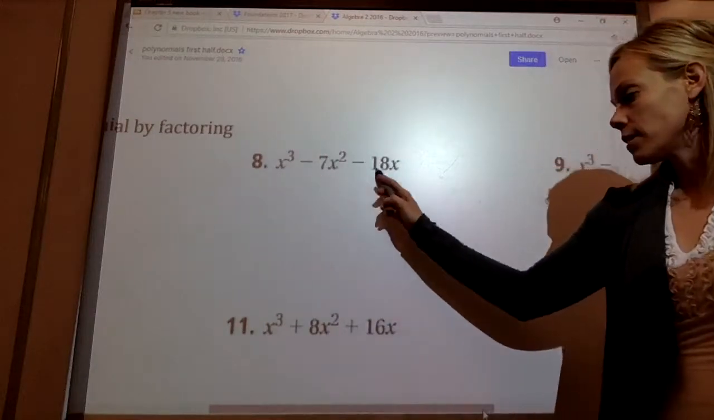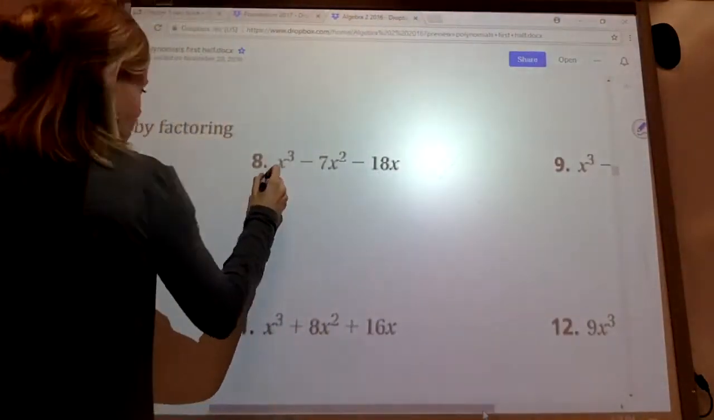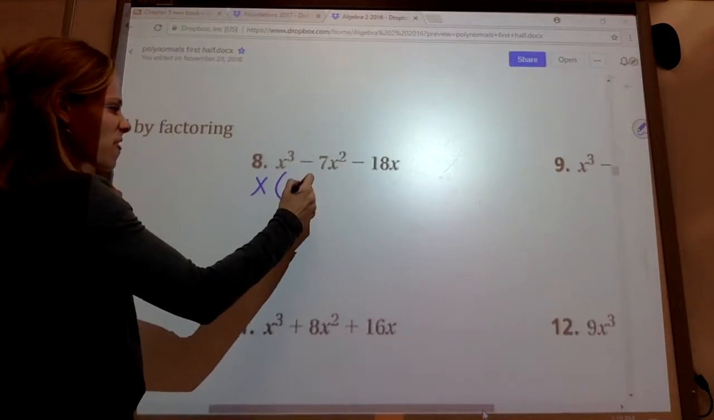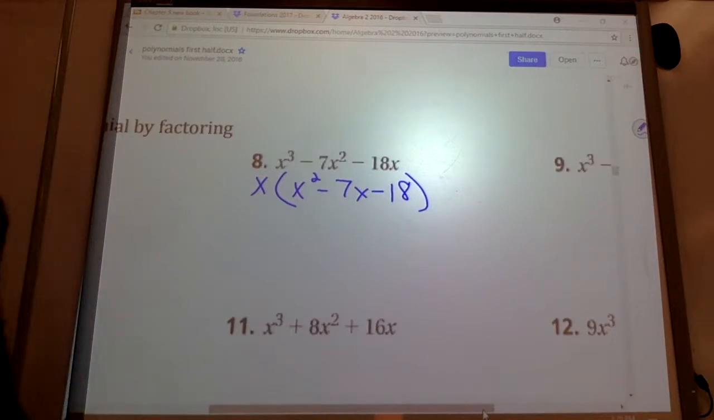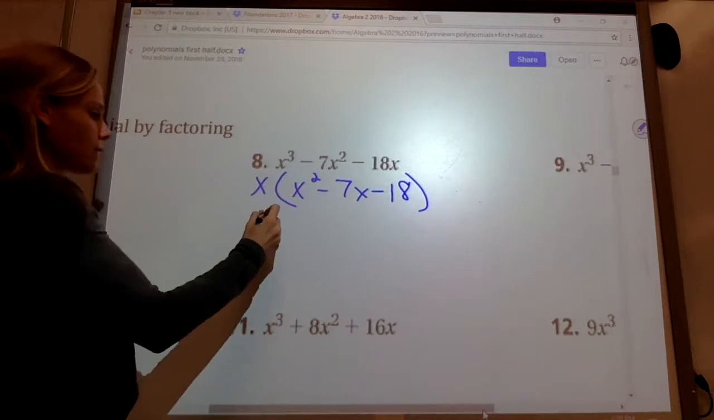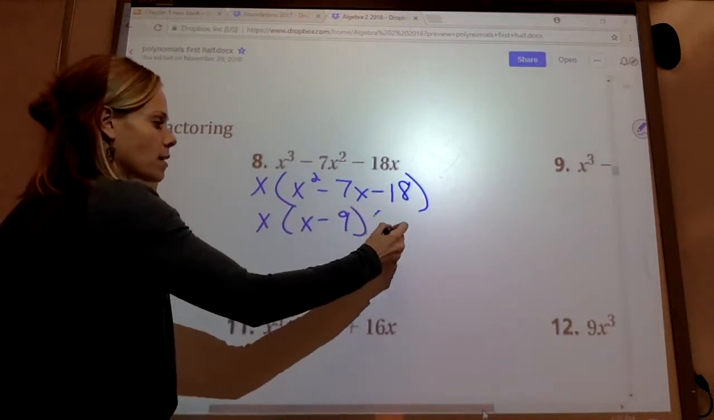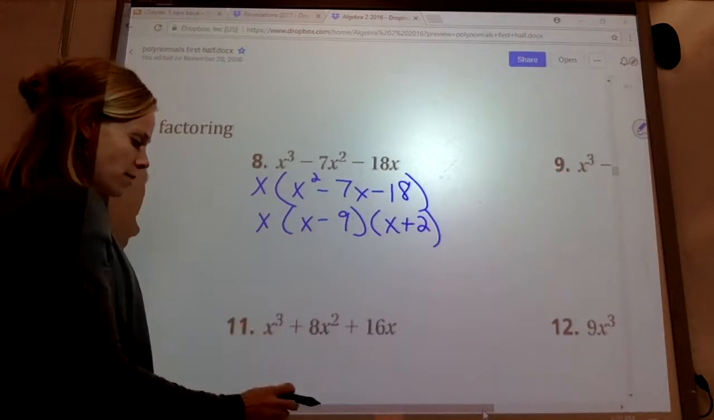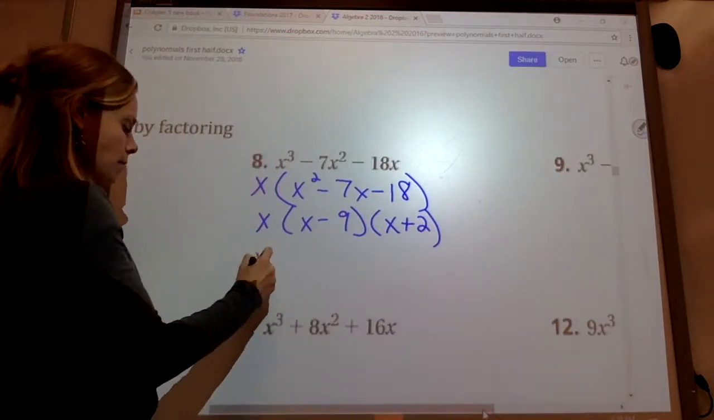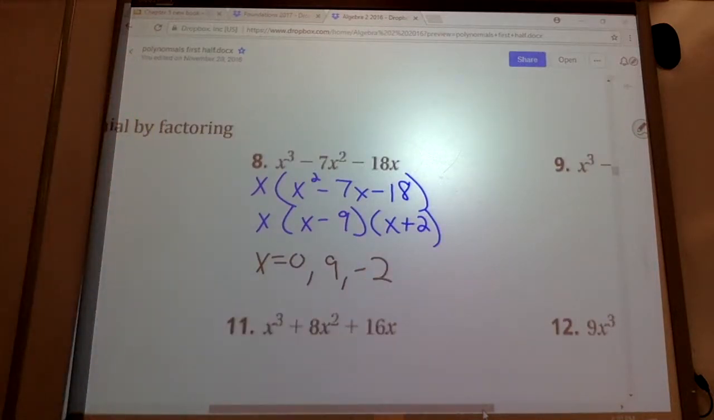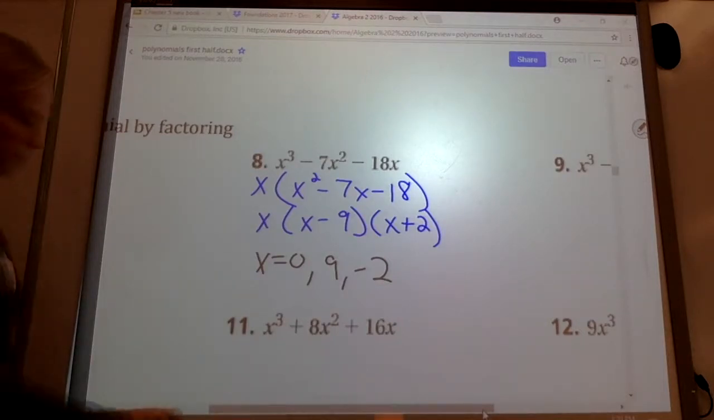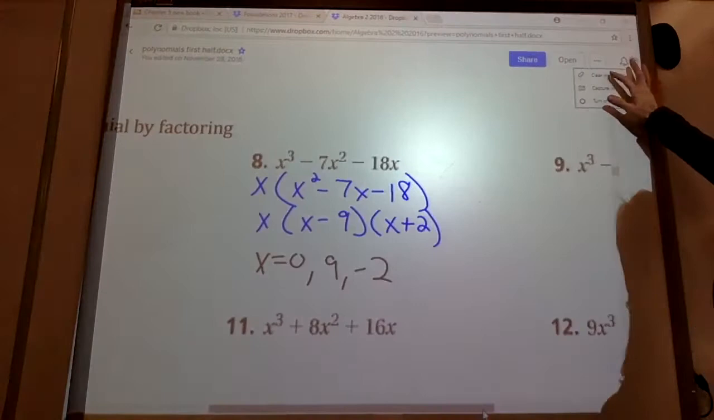Okay, what can I factor out again? X. What number are we on? 3. Okay, now factor that. What do I multiply equals -18, but add equals -7? Very good. -9, +2. What are my roots? 0. I think maybe just a couple more. Let's try the one below it.